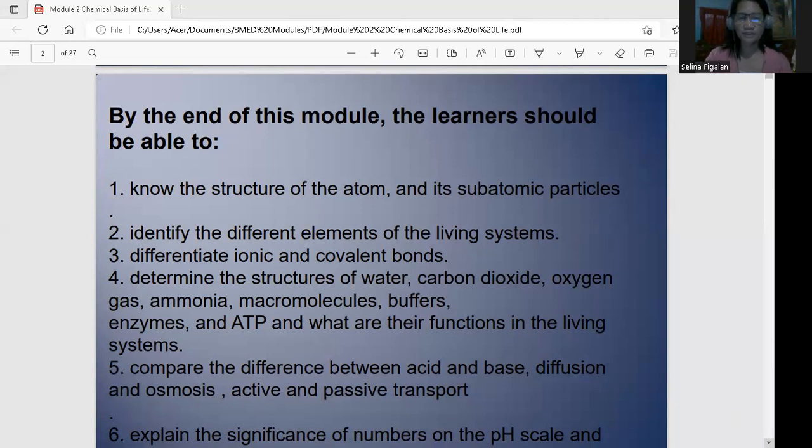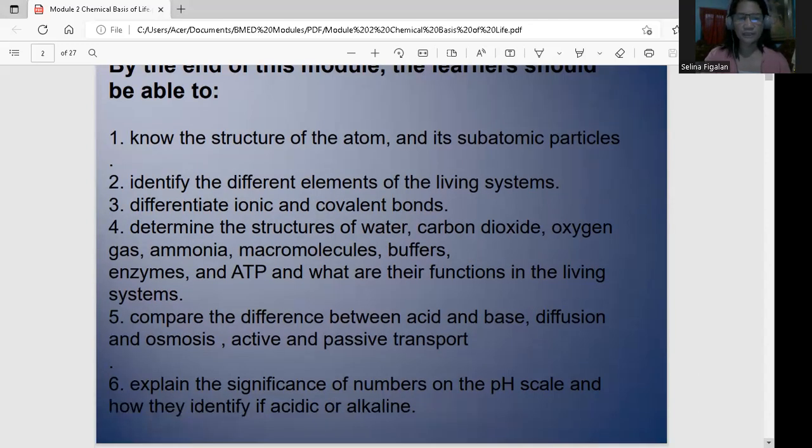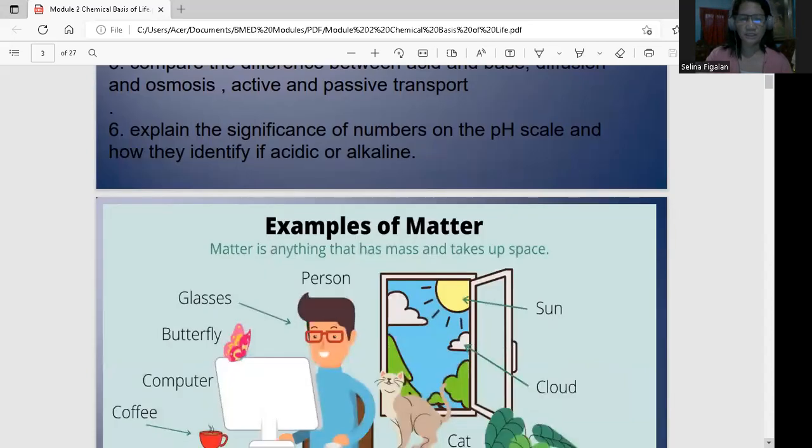are their functions in living organisms. Number five is to compare the difference between acid and base, diffusion and osmosis, active and passive transport. And the last one is to explain the significance of numbers on the pH scale and how they identify if acidic or alkaline. So let's start my presentation with this.